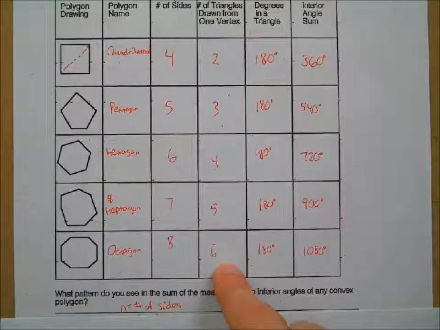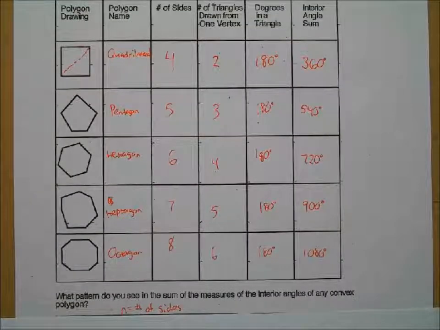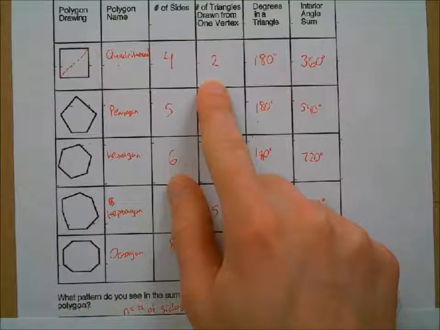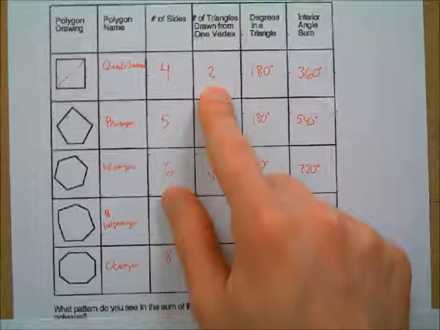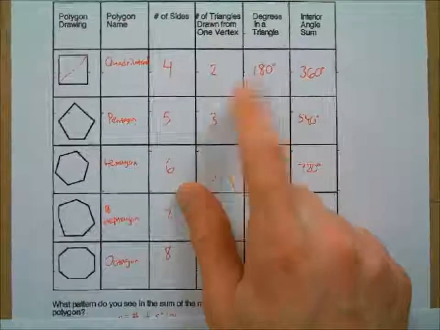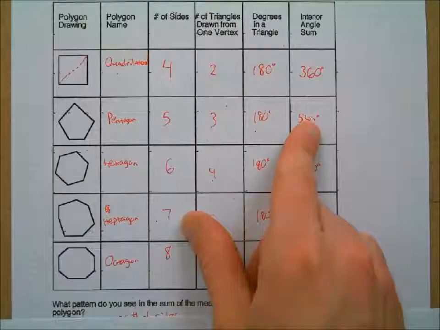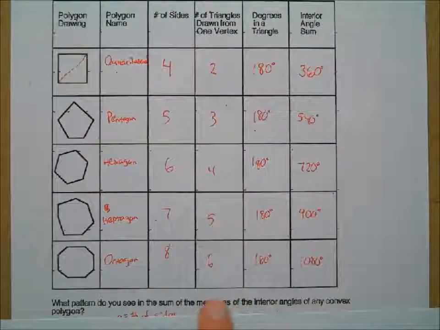Okay. Each one of those triangles, what's their interior angle sum? Any triangle, what's the interior angle sum for a single triangle? 180. So if there's 2 of them, 2 times 180 gives you 360. 3 times 180 gives you 540. 4 times 180 gives you 720. 6 times 180 gives you 1,080 degrees.